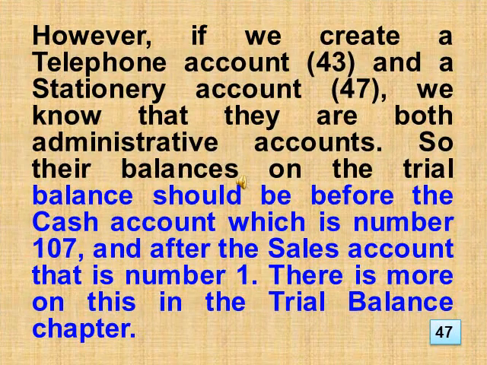However, if we create a telephone account 43 and a stationery account 47, we know that they are both administrative accounts. So their balances on the trial balance should be before the cash account, which is number 107, and after the sales account, that is number 1. There is more on this in the trial balance chapter.